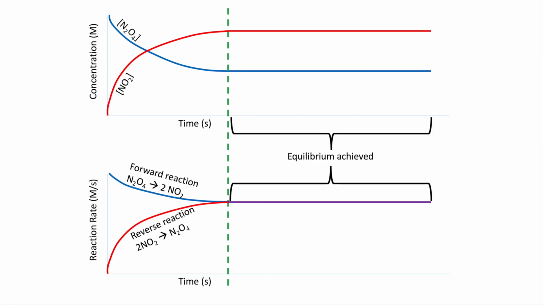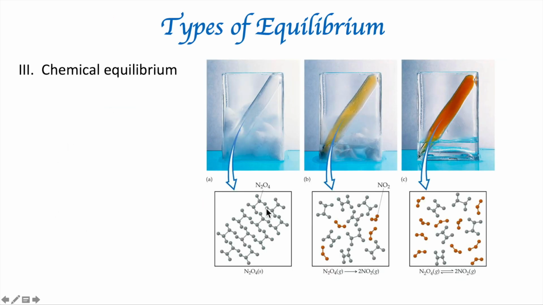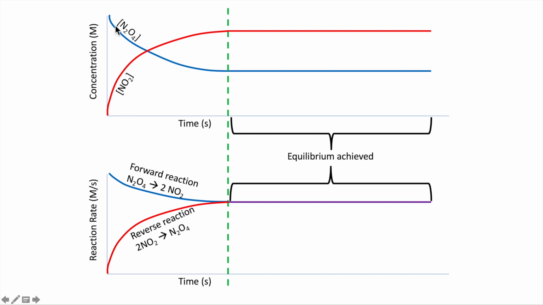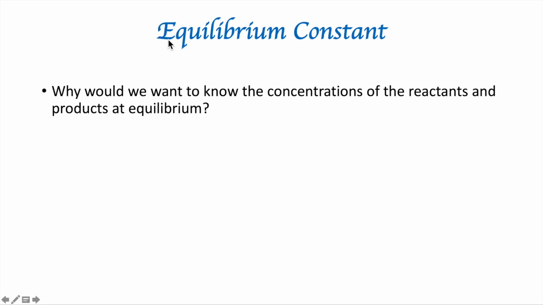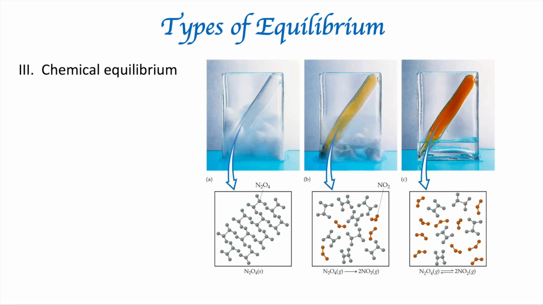If you plot out what's happening, looking at the concentration, at the very beginning you have all N2O4 and no NO2. Then as the reaction continues, the amount of N2O4 starts dropping, while at the same time the amount of NO2 starts increasing. That's what you're seeing here: as time goes on, in this case you only have 4 of these NO2s and a lot more of these N2O4s.